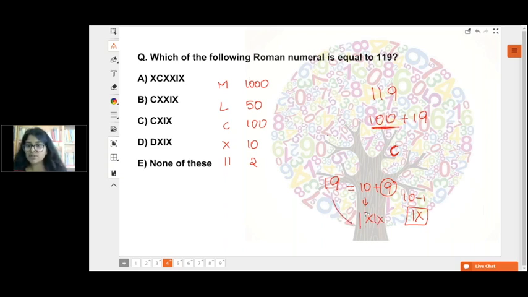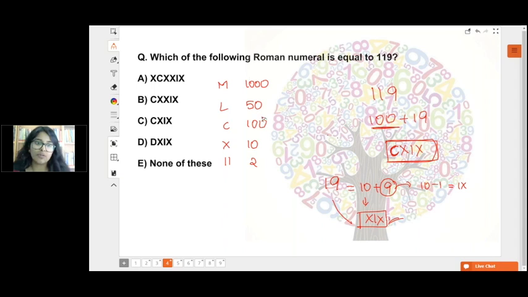So it is something like this. 19 is represented by this one. We have written 9 as 10 minus 1, which will give you IX, and 19 is X, I, X. So this is 19. Now you are adding 19 to 100, right? So you will place this entire thing to the right hand side of C. So that is C, X, I, X. So this is the number 119, that is asked for us to represent in Roman numerals. So that's why your answer is C.